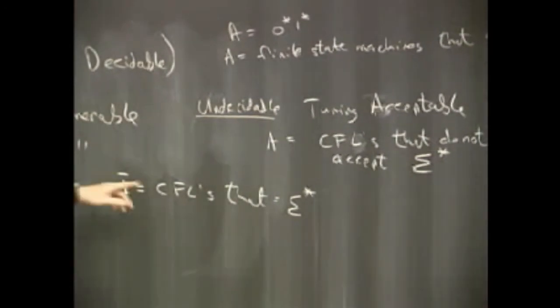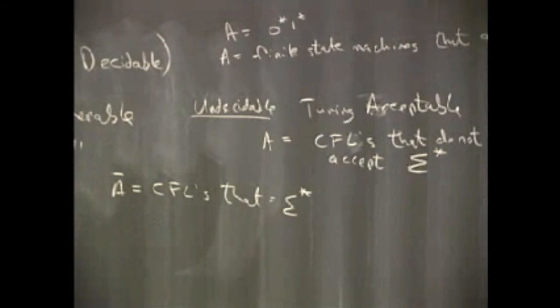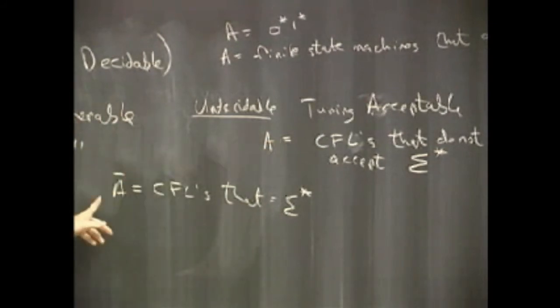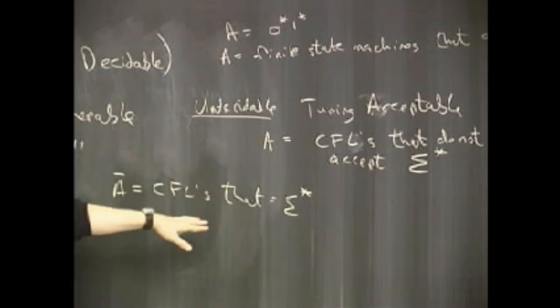Can you write something to recognize these? Something that will eventually say yes. If you could, we would have two sets, one of which is the complement of the other, both of which were recursively enumerable. If we could do this, then this would be a recursive set. This would be something we can answer.